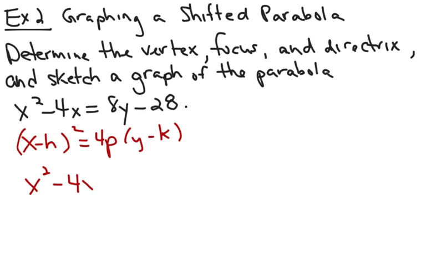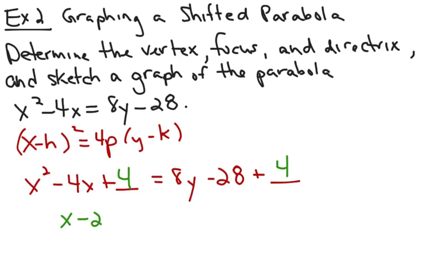Now, this is how it works. We need the left-hand side to be in factored form, so we're going to complete the square on the left-hand side. So remember, anytime you add something to one side of an equation, you'll keep it balanced by adding something to the other side. The number we're going to add here is 4. That's what completes the square. So the left-hand side factors into (x - 2) squared, and then the right-hand side is 8y - 24.